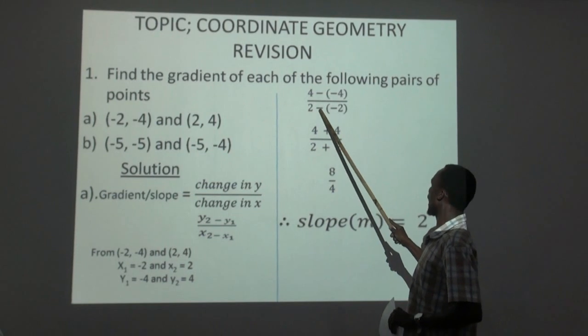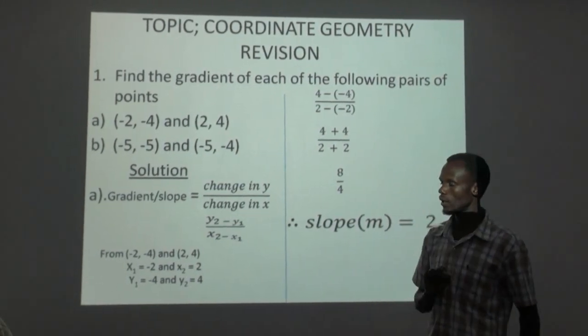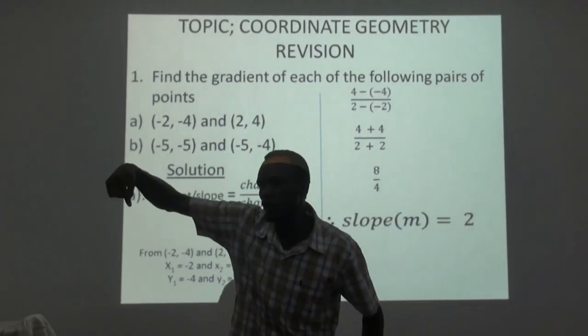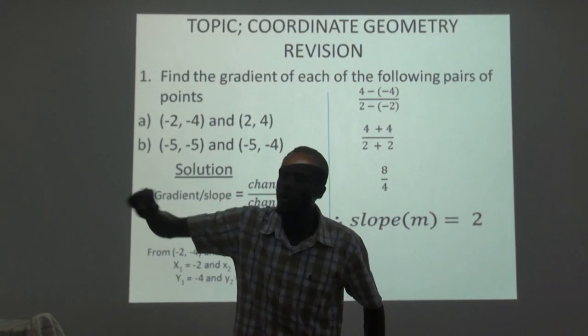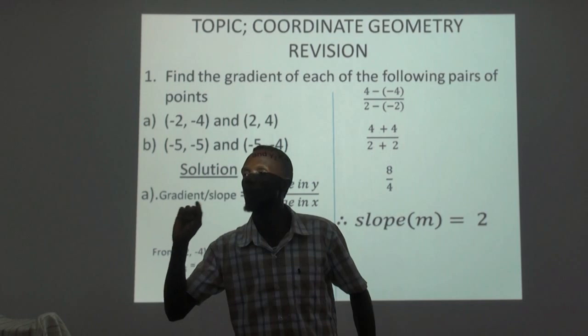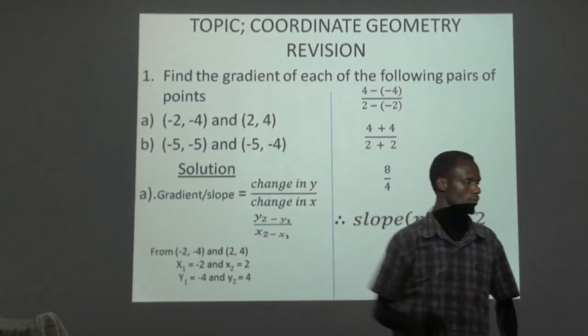Then here it is 2 minus negative 2. The negatives must be written. If you don't write the negative, you have a problem. You cannot represent your number if you have not written a negative sign, because negative numbers are considered as such.